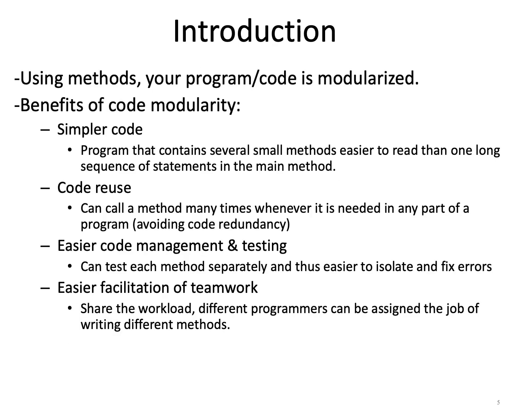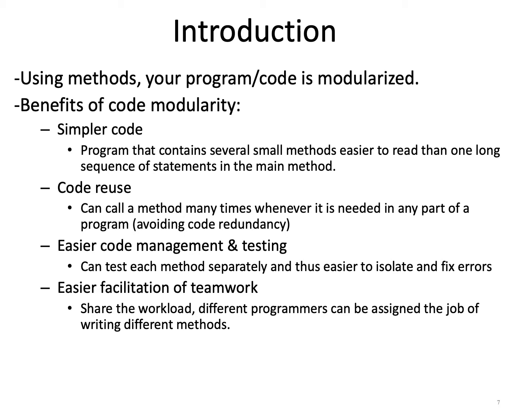What are the advantages of having methods? We can have simpler code because a program that contains several small methods is easier to read than one long sequence of statements within the main method. We can also reuse the code instead of duplicating and rewriting the same part several times. By having methods, we can call a method many times whenever it is needed in any part of the program. We can avoid code redundancy.